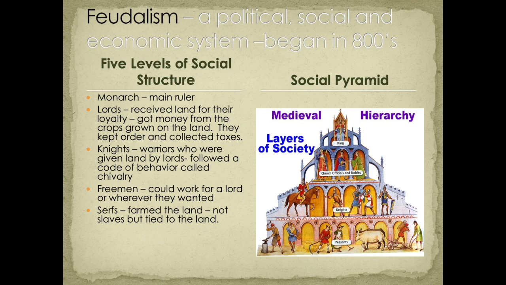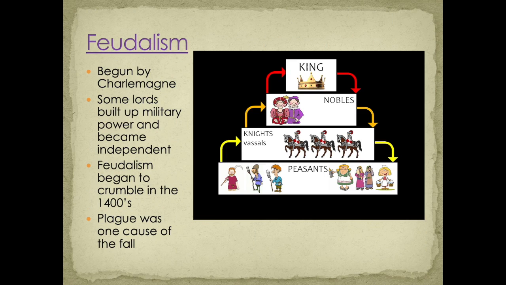If you ever need to pause for a second, just look at the pictures. Again, like I said before, it was begun by Charlemagne, in the 800s when he's crowned king of the Holy Roman Empire. Some lords built up military power and became independent. We're going to talk about that, so don't worry too much about it. Feudalism began to crumble in the 1400s. We're going to get to that. The plague was one cause of the fall, and the plague we talk about at the end. The bubonic plague rips apart Europe.